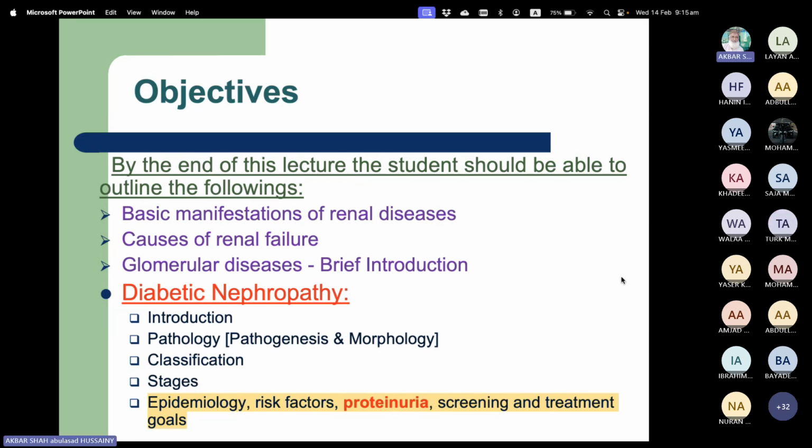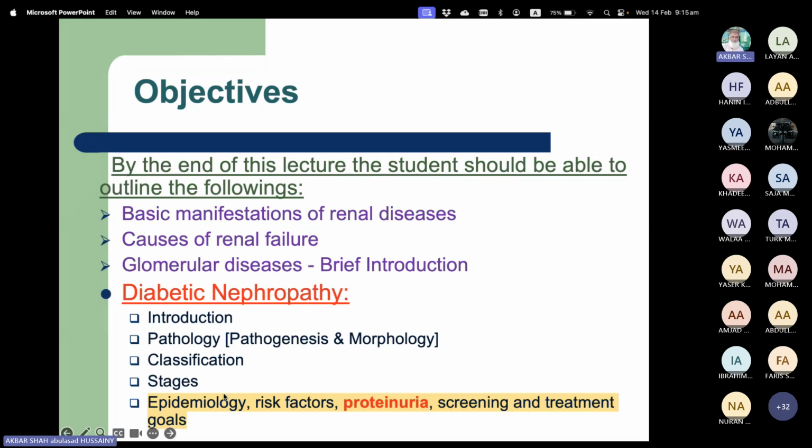Okay, the objectives, you can see the list. There's no need to go through them, except that at the last, you can see the epidemiology, risk factors, and proteinuria. Actually, I was given this lecture, Dr. Irfan has to go in emergency on vacation. So when I looked at the lecture, I said it's too much. And he said, okay, last year or before that, that lecture was presented and they have made some questions for the bank.